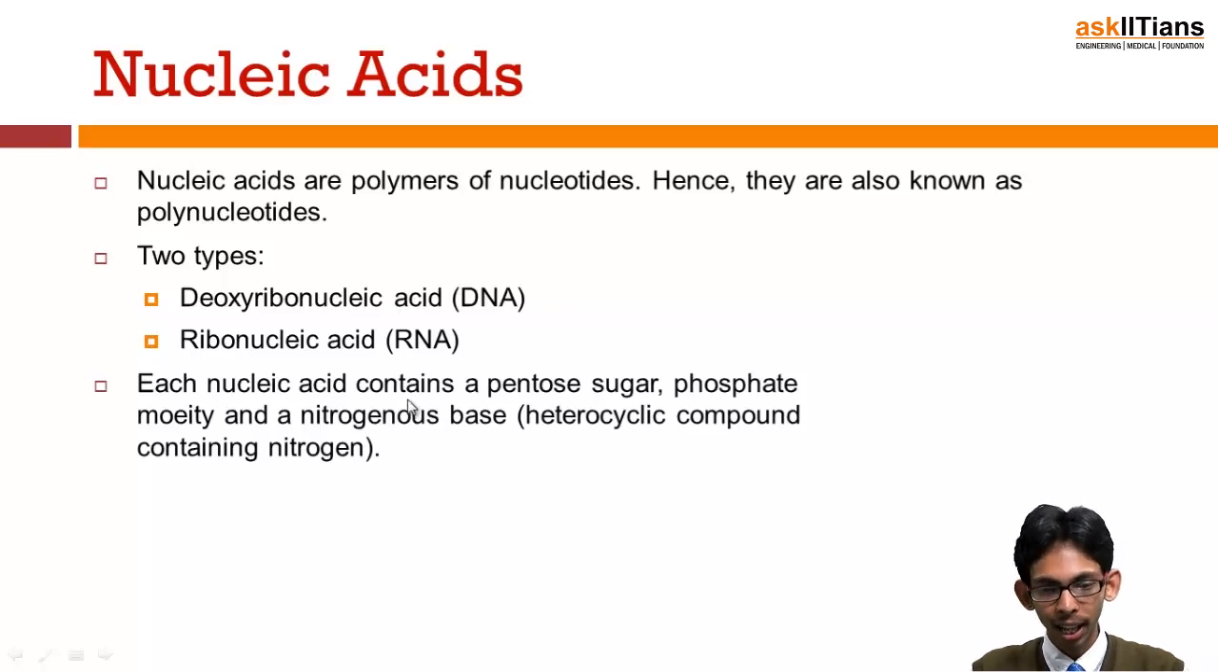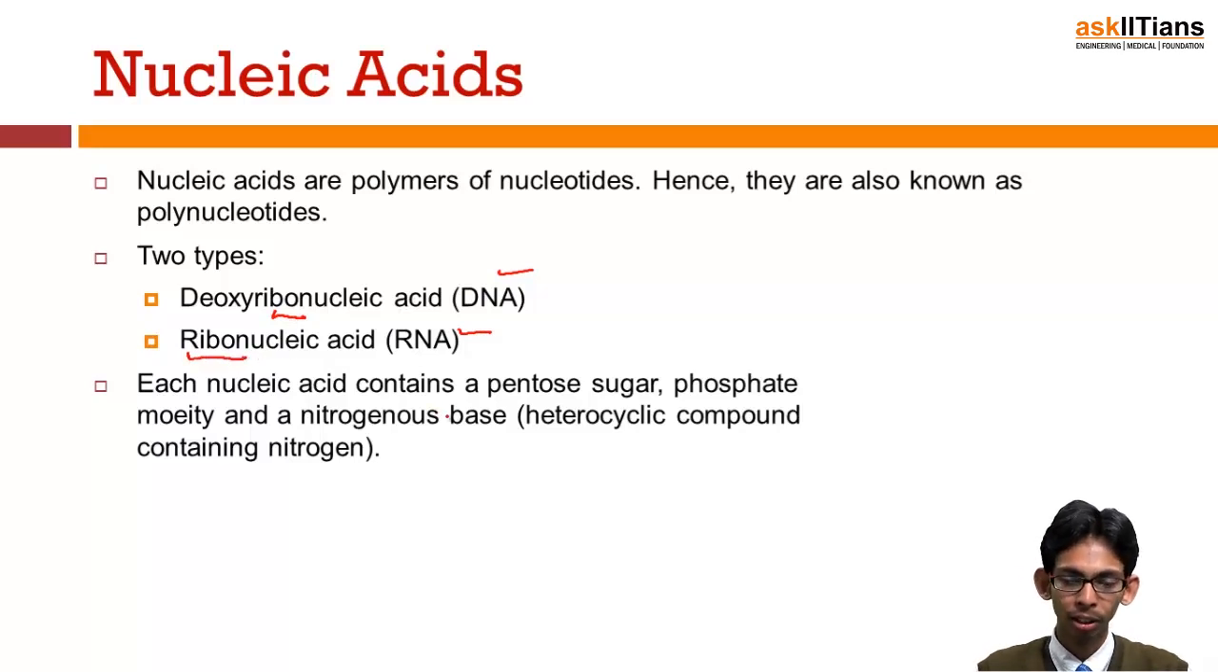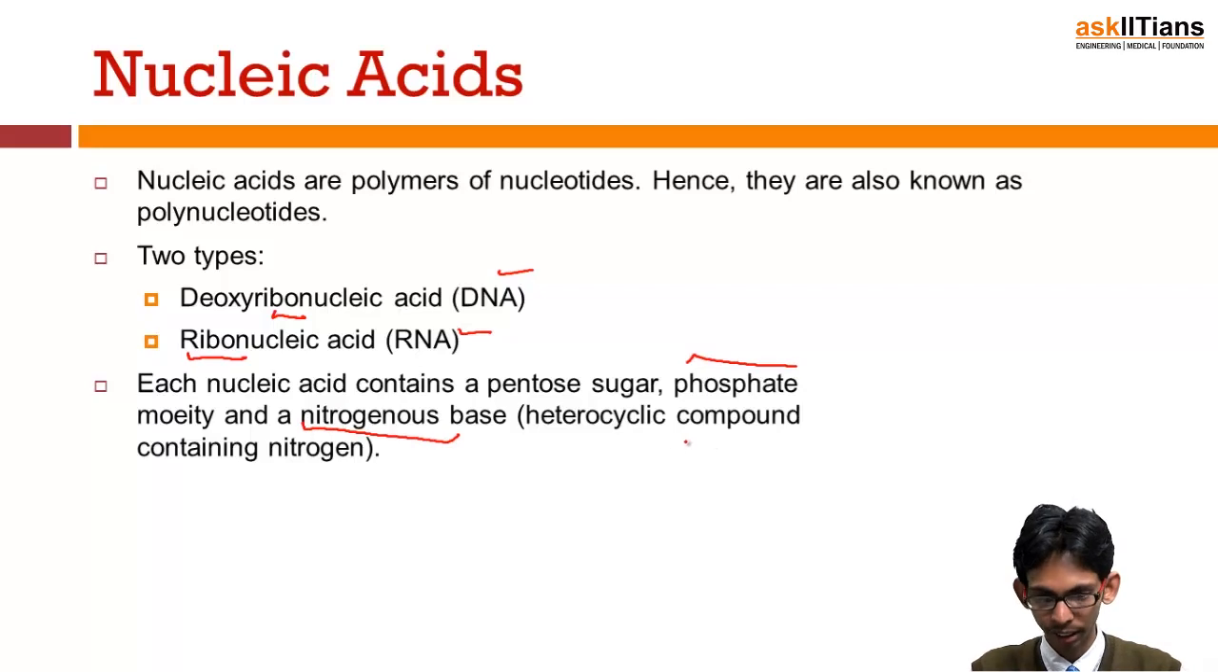And each nucleic acid consists of a pentose sugar, a phosphate moiety, and a nitrogenous base. Basically that pentose sugar is ribose in case of RNA, and in case of DNA it is deoxyribose. Apart from the pentose sugar, there would be a phosphate group and there would be a nitrogenous base, which is a heterocyclic compound containing nitrogen. We'll study about these also.